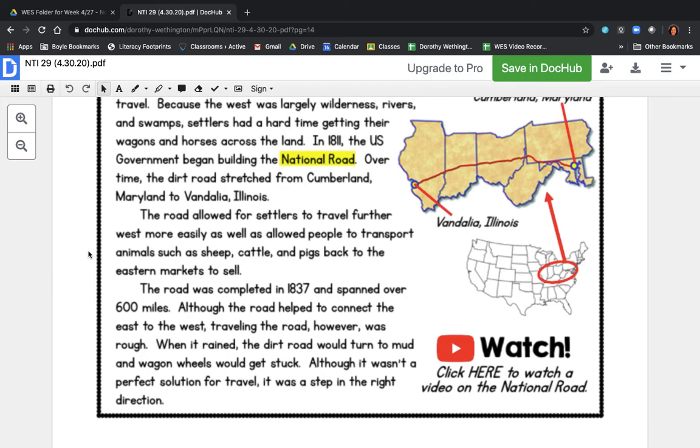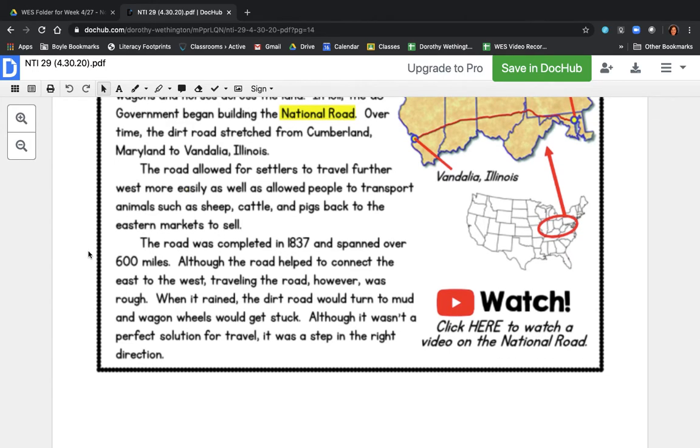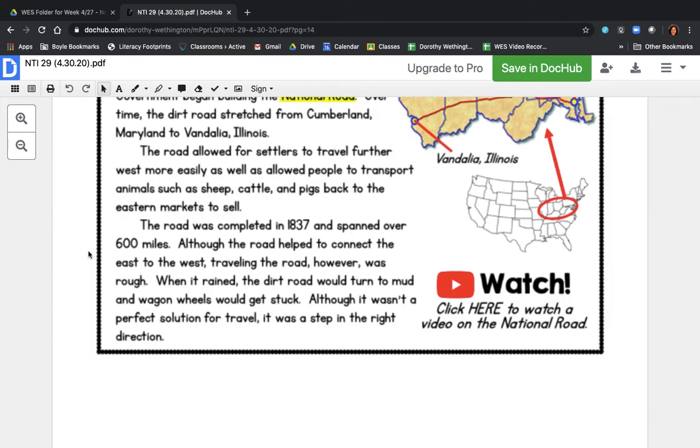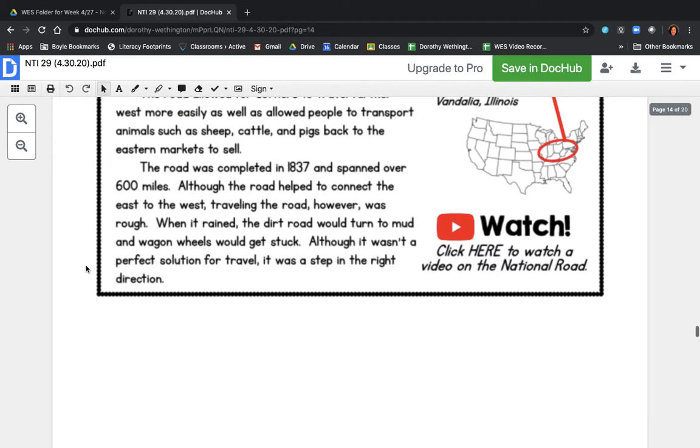The road allowed settlers to travel further west more easily, as well as allowed people to transport animals such as sheep, cattle, and pigs back to the eastern markets to sell. The road was completed in 1837 and spanned over 600 miles. Although the road helped to connect the east to the west, traveling the road, however, was rough. When it rained, the dirt road would turn to mud, and wagon wheels would get stuck. Although it wasn't a perfect solution for travel, it was a step in the right direction.